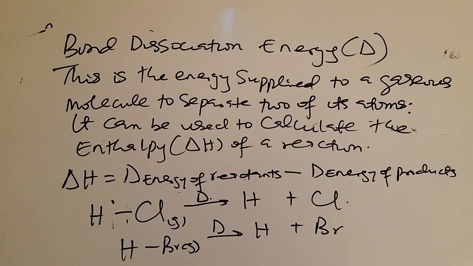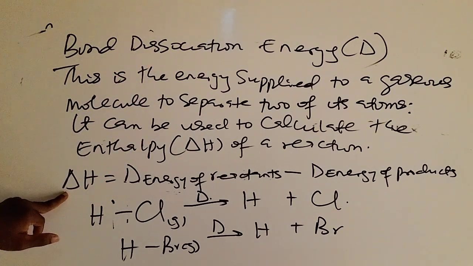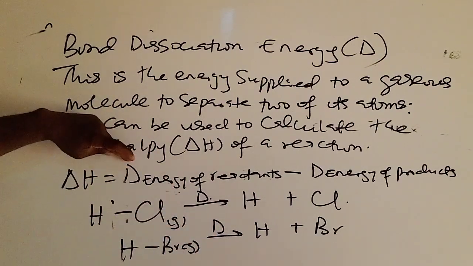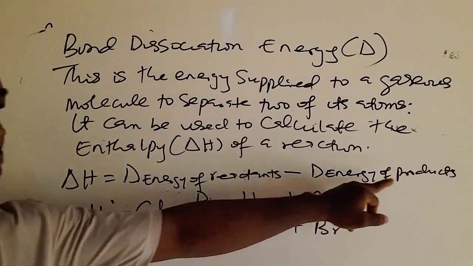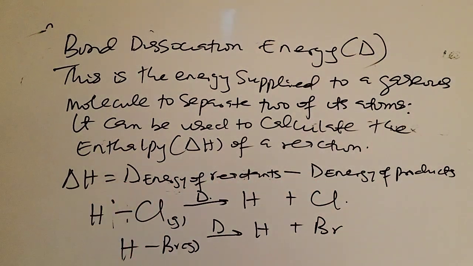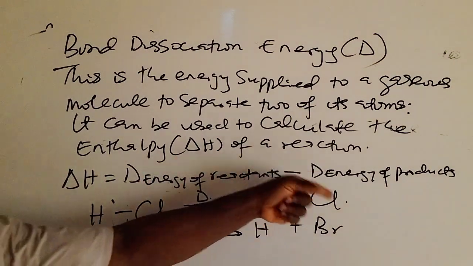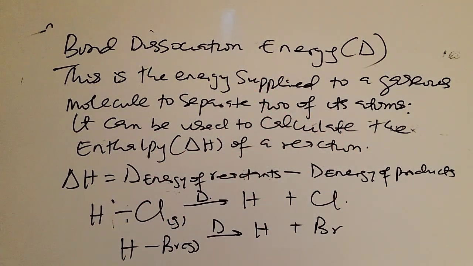So if you want to calculate the enthalpy or the heat change during a chemical reaction using the bond dissociation energy, you use the formula: enthalpy equals D of reactants, that means dissociation energy of the reactants, minus dissociation energy of the products. That D means the bond dissociation energy. So dissociation energy of the reactants, I did not say products, minus that of the products. That will give us the enthalpy of either formation or combustion. So let's take a few examples on this.